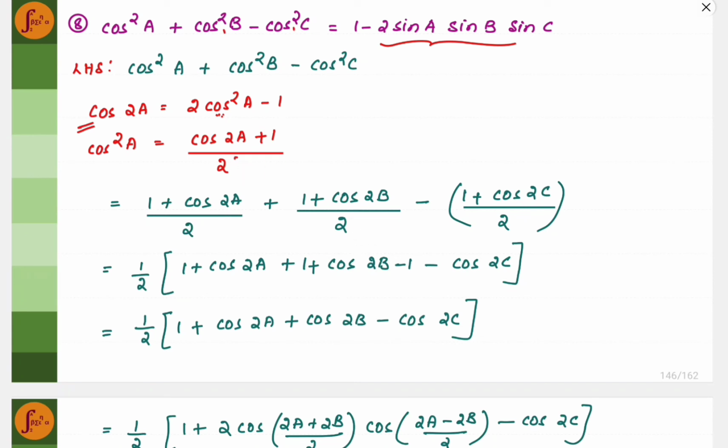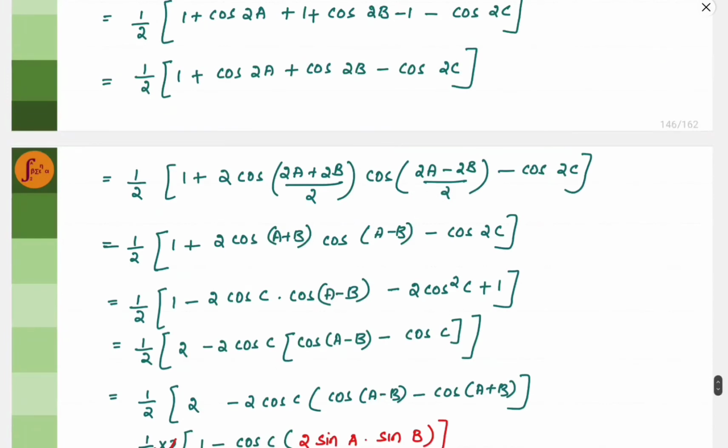Same formula. Now we have the same denominator, so we can take 1 by 2 as common. And we'll add up all the numerators. So it's going to become 1 plus 1 minus 1, which is going to become 1, plus cos 2a plus cos 2b minus cos 2c. Now we'll use the transformation formula, right? We have cos 2a plus cos 2b. Which formula can we use?